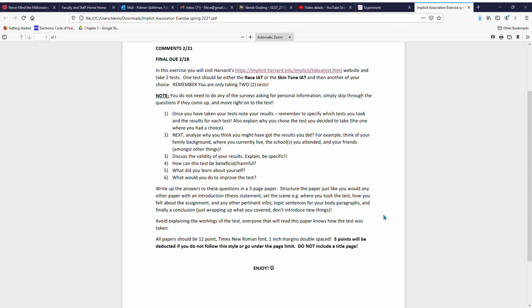Structure it like you would any other, with an introduction. Make sure you have a thesis statement. Set your scene, maybe where you took the test, how you felt about the assignment, and any other pertinent information. Remember to use topic sentences for your body paragraphs. And finally, your conclusion should wrap up and be a summary of what you've already covered. Don't introduce new things. It is unnecessary.